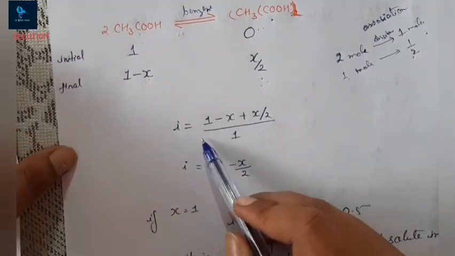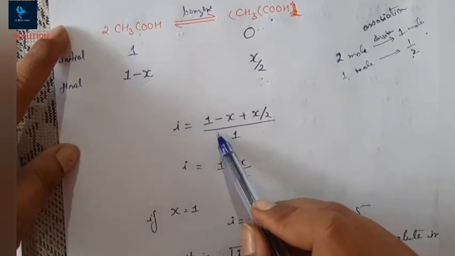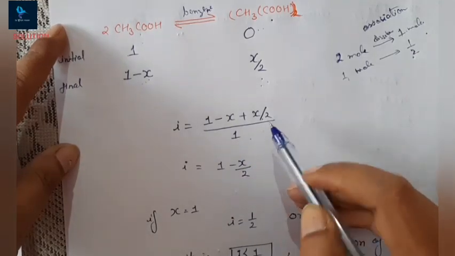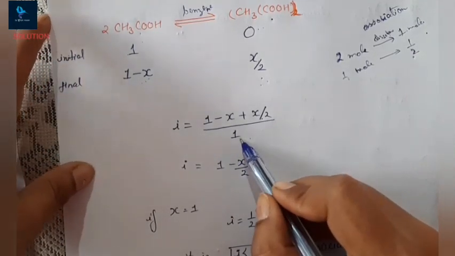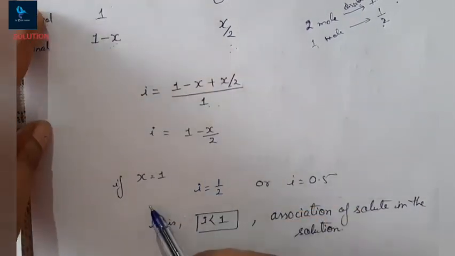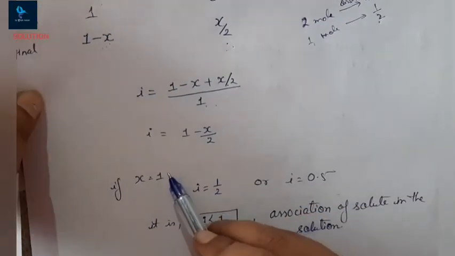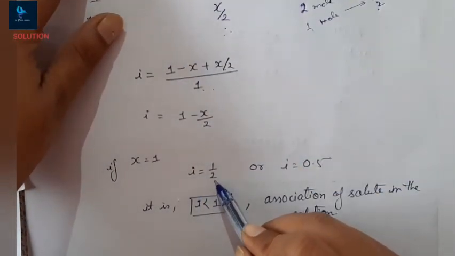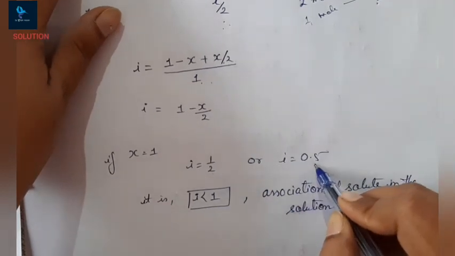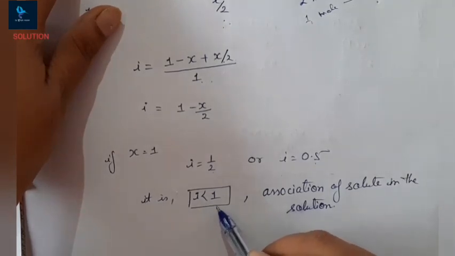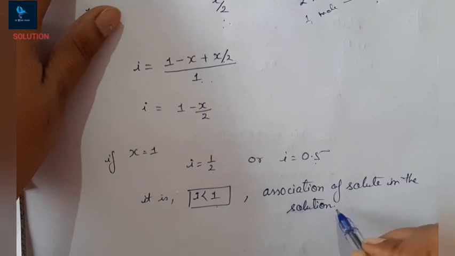So according to the Van 't Hoff factor, the value i equals 1 minus x plus x by 2 divided by 1. 1 is the number before association, and this is after association. When we solve it, i is equal to 1 minus x by 2, and if the value of x is 1, then i equals 1 minus a half, which is 0.5. So the value of i is lesser than 1. It means association of solute in the solution.